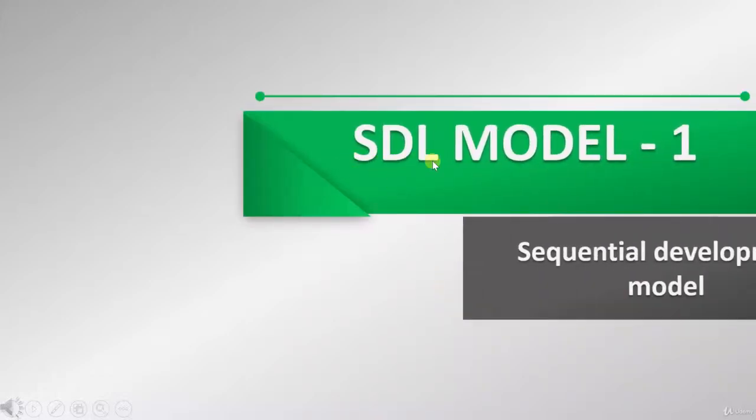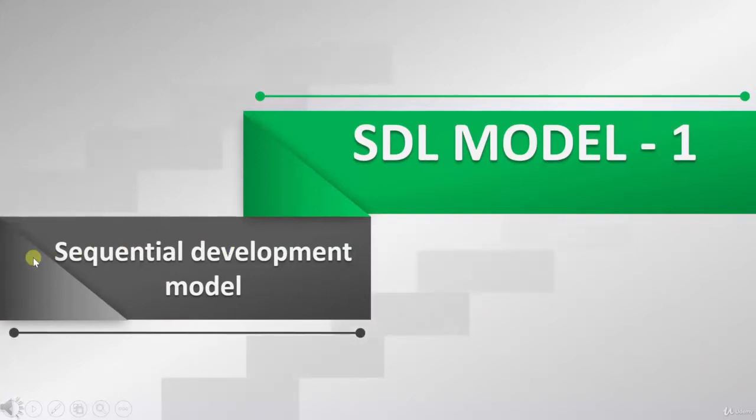Hello, in this lecture, we are going to discuss the first software lifecycle model, that is the sequential development model. An example for the sequential model is a waterfall model. We'll get into why it is named that way in a bit. Here is the definition of the model.